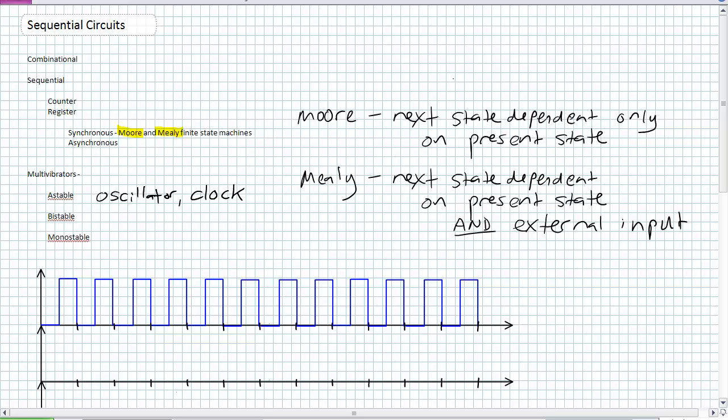Okay, the next type of multivibrator is what's known as a bistable multivibrator. Whereas the astable constantly bounces between 0 and 1, only temporarily hanging out in those regions, a bistable has two stable states, and it can store either a 1 or a 0 depending upon its inputs. Think of a memory device. There are two types of memory devices which we're going to discuss, latches and flip-flops.